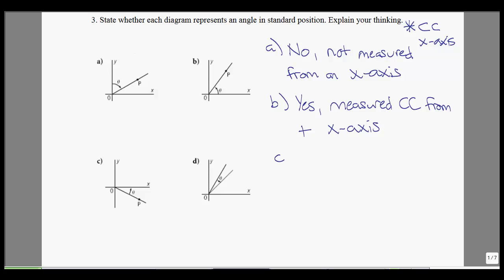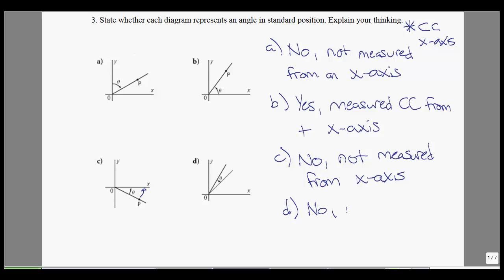How about C? C is measured counterclockwise, but it's measured from our terminal arm to the x-axis instead of the x-axis to the terminal arm. So C is no, not measured from the x-axis. How about D? Well, D isn't measured from any axes, so D is a definite no, not measured from the x-axis. Alright, next question.